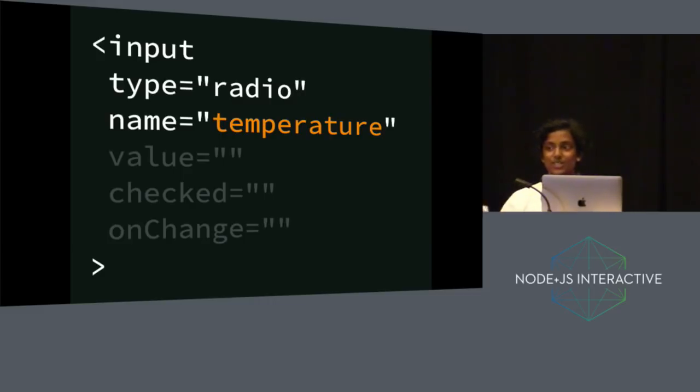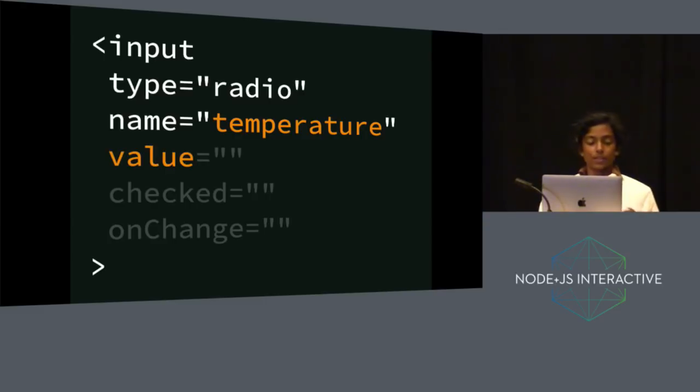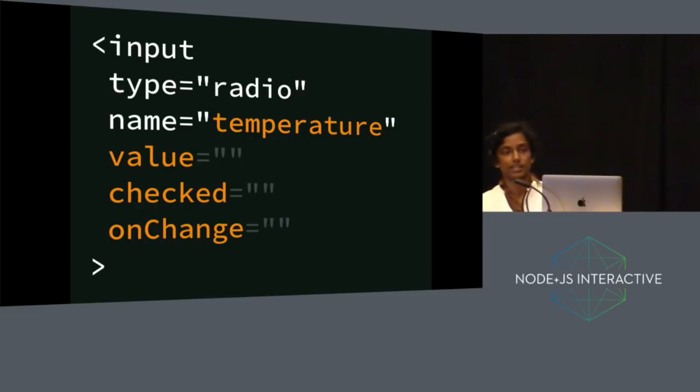And just a refresher for what radio buttons look like. They just look like this. There's an input, you give it the type, which is radio, and then you give it a name because you're grouping them. So in this particular instance, they are managing temperature, so we give it the name of temperature. You pass in a value, you pass in a checked element, and then there's some kind of onChange. And there's other things you can do, like disabled and so on, but we're going to focus on these pieces.